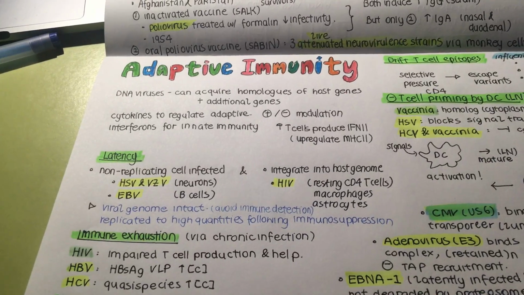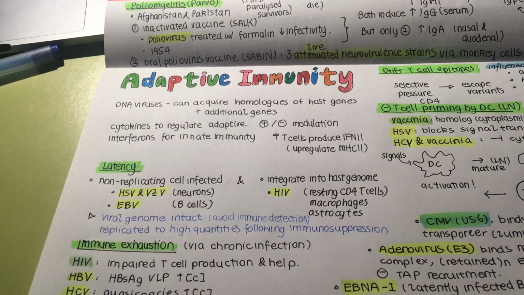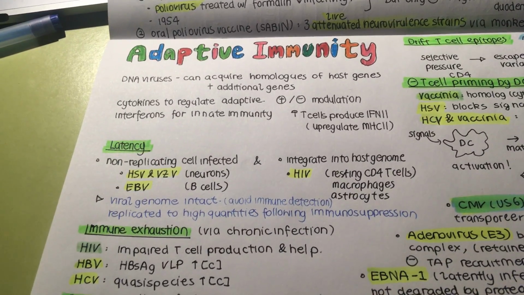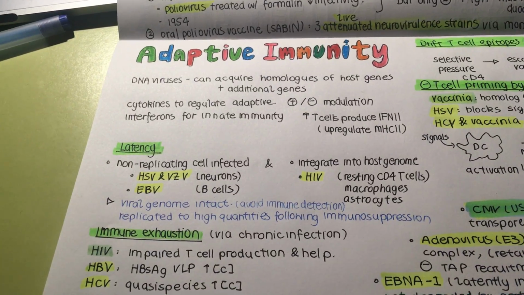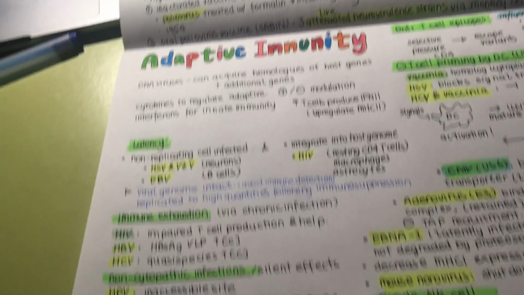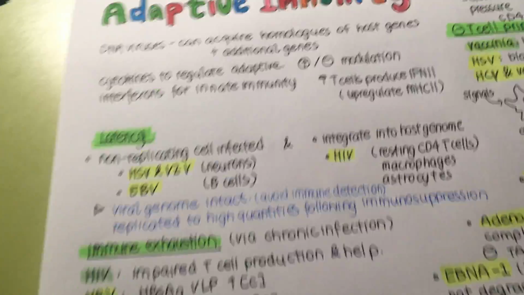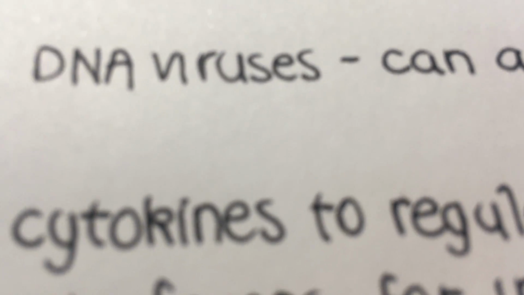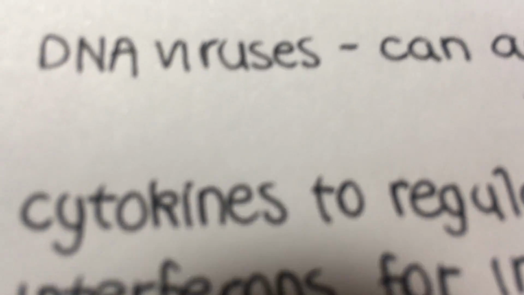But obviously, viruses have evolved different strategies to evade this adaptive immunity of ours, which is why they have been so successful. And in particular, it is the DNA viruses which have developed some very interesting strategies against adaptive immunity.